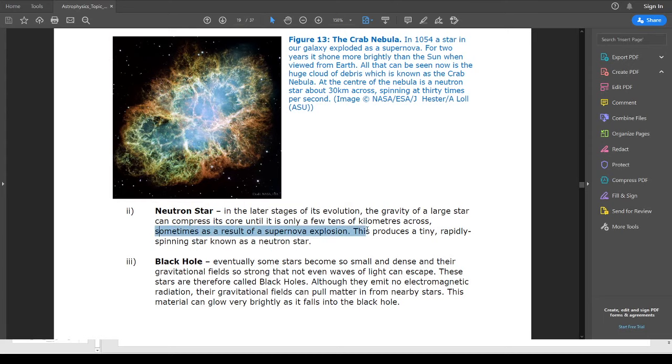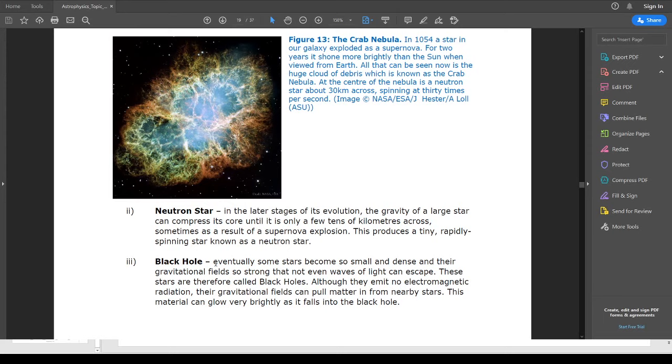Sometimes as a result of a supernova explosion, this produces a tiny, very small in volume, but rapidly spinning, very fast spinning, like 30 times per second, star known as a neutron star. They didn't talk about the density, but we already talked about the density. A neutron star is extremely dense. So the neutron star is extremely dense, very fast spinning, and very tiny.